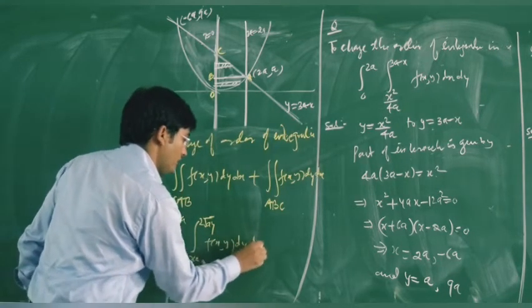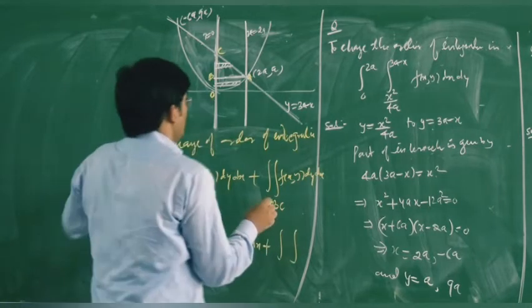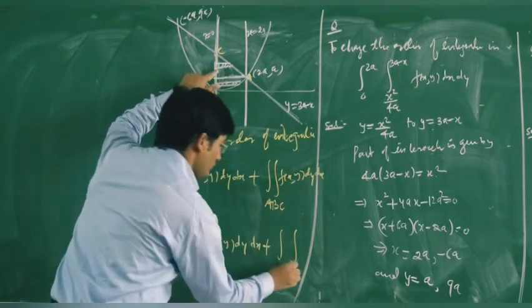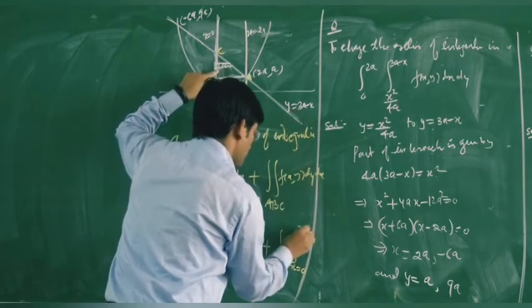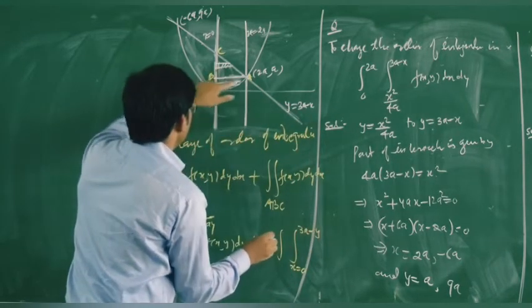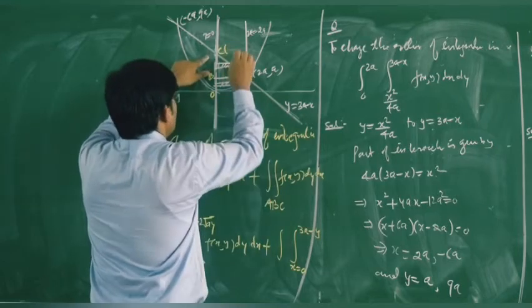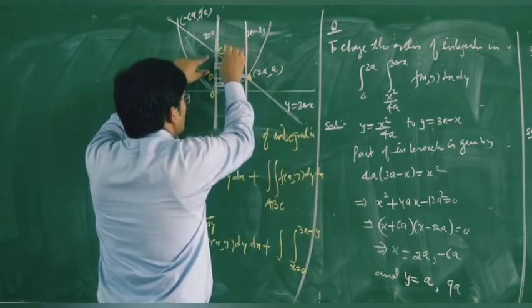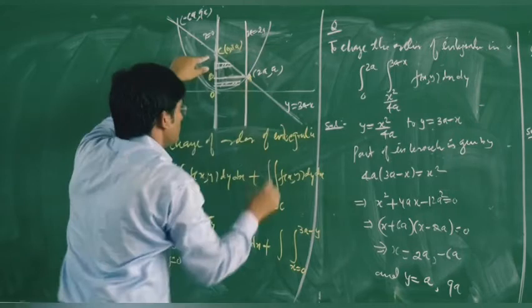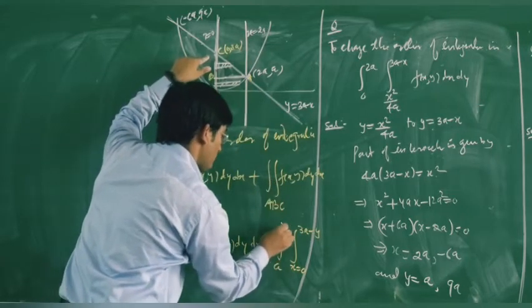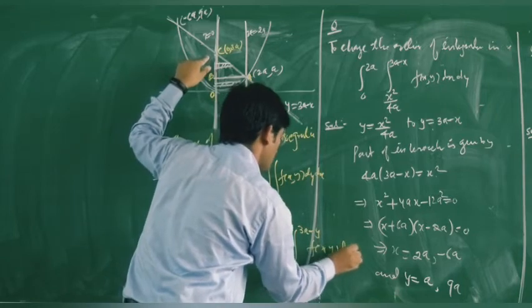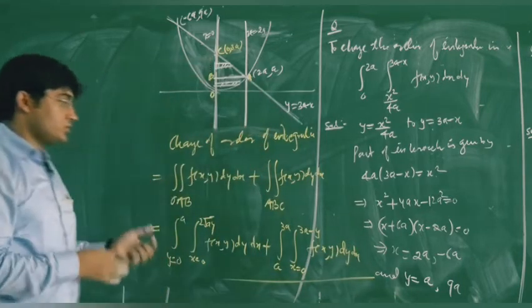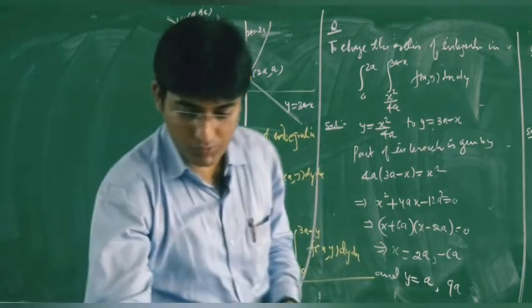And for the second part we will have x from 0 to this line, and this is your 3a minus y, and your y will be from a. And now at this point if your x is 0, then we have y as 3a, so y will move from a to 3a, and the limit of change of order of integration is this one. So this is your change of order of integration for this problem.